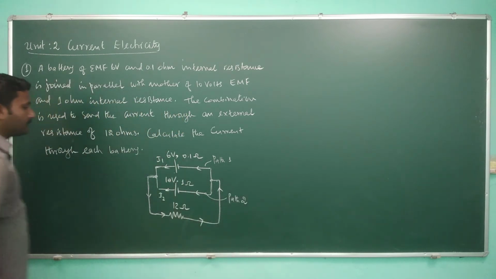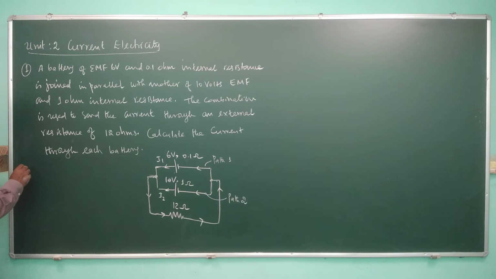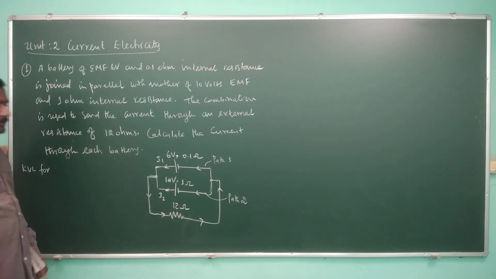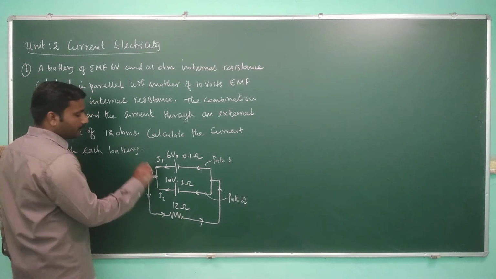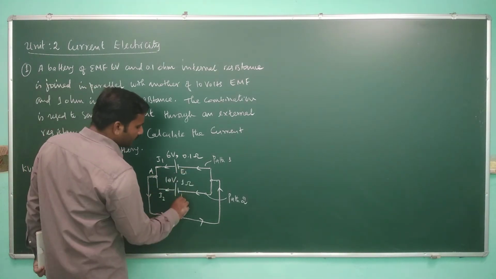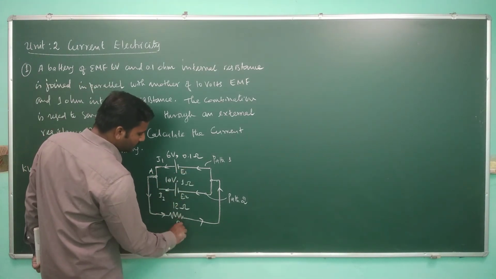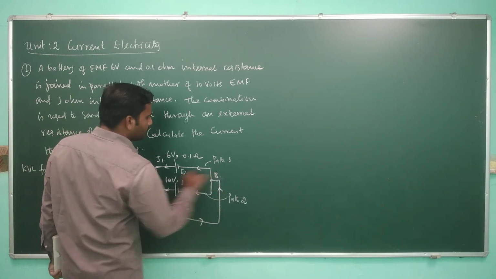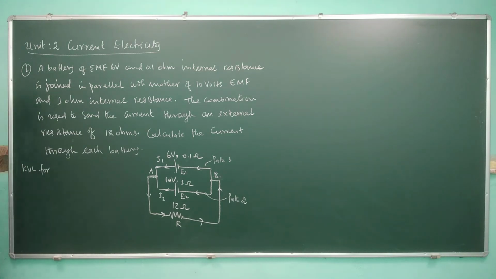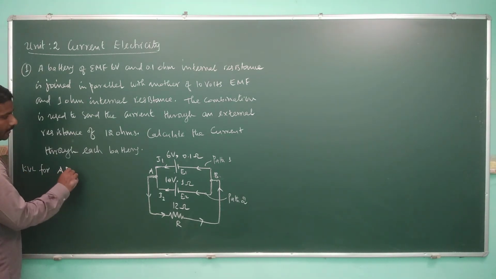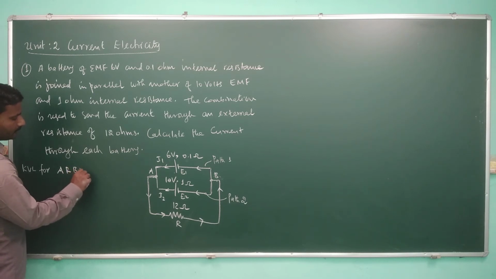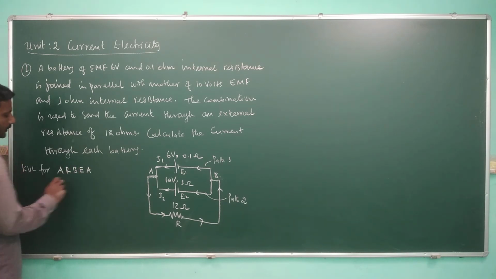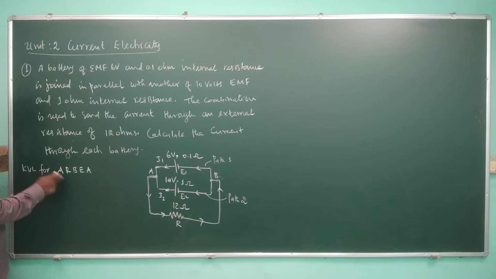Okay, let's write KVL. In order to differentiate, let us put this as A, this battery is E1, this battery is E2, this is resistance R, and this node is B. Let's write Kirchhoff's voltage law for the loop which is passing through A, R, B, E1, A, the loop which reaches the point where it starts.